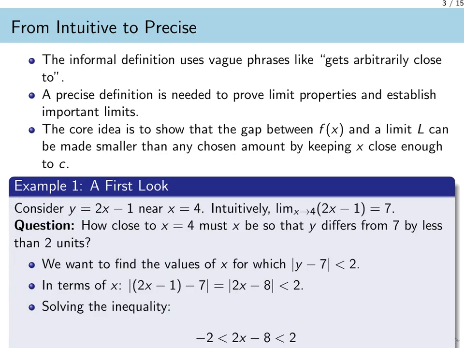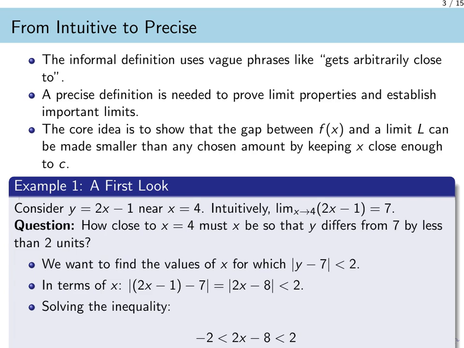To make our understanding of limits rigorous, we need to move from intuition to a precise definition that we can use for proofs. The central idea is to show that we can make the gap between a function's value, f of x, and its limit, L, as small as we want, simply by keeping x close enough to a point c.